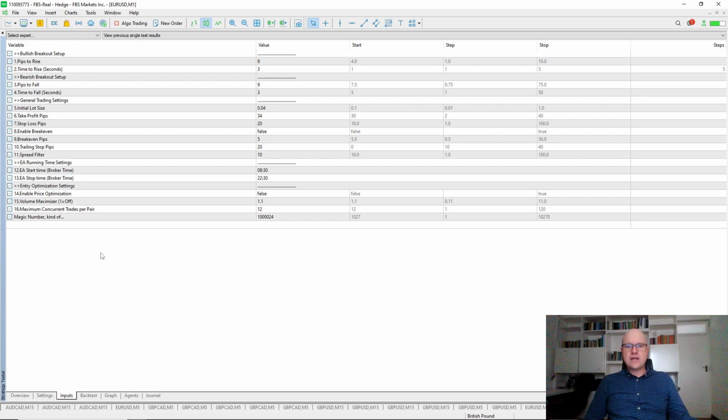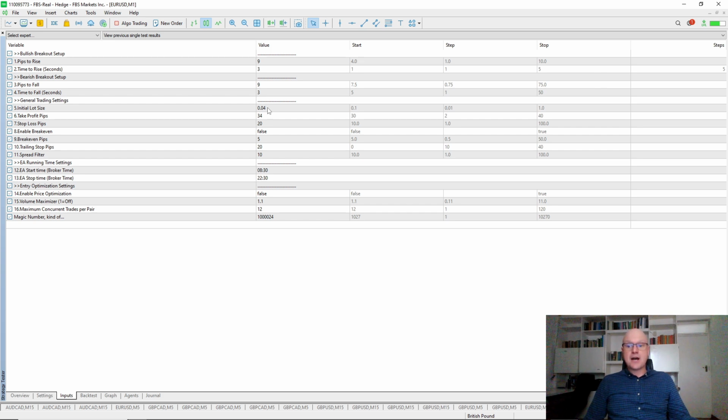I started using an initial lot of 0.04 with a take profit of 34 pips and a stop loss of 20 pips. I don't use the break-even function, but I do use a trailing stop function of 20 with a spread filter of 10. This can of course be adjusted to your broker and will make a big difference if it enters trades when the spread has gone way out of bounds.